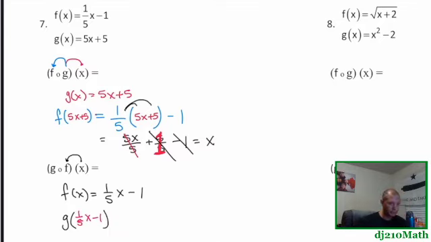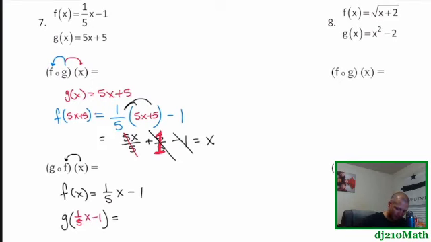Right, I'm taking g of x and I'm making my input 1/5 x minus 1, because that's what f of x is. Everywhere there's an x, I'm putting 1/5 x minus 1. g is 5x, I'm going to leave a space, plus 5. 5x plus 5, that's what g of x is. So I want to input 1/5 x minus 1.